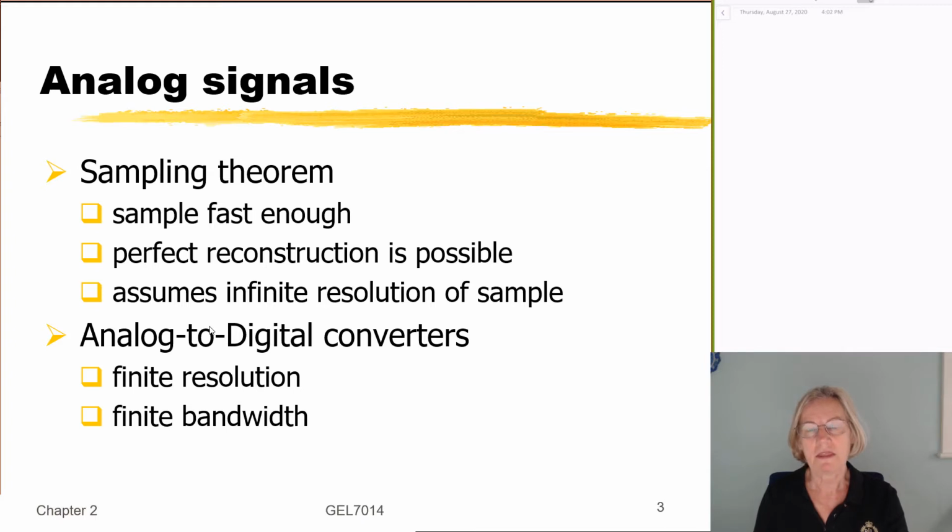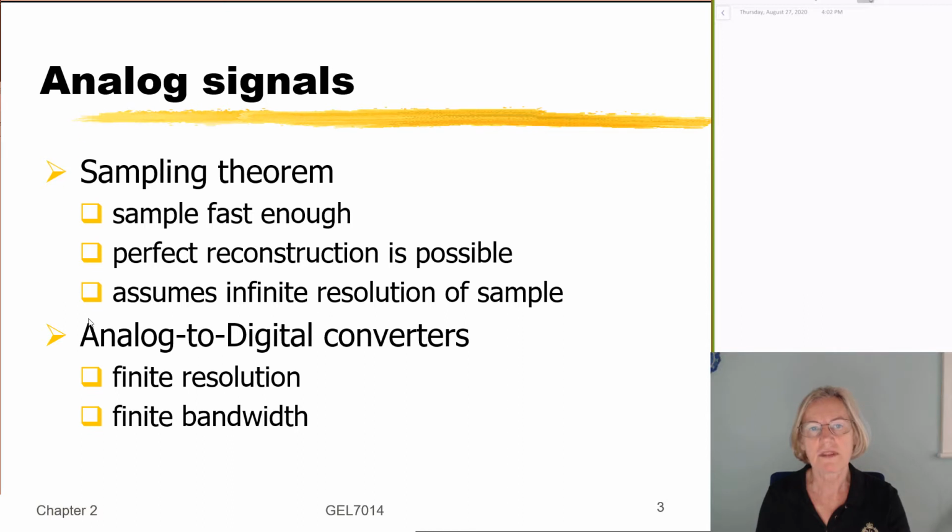So one concept might be that we have a digital communication system, but the signal that we have to transmit is actually an analog signal. So we know the sampling theorem tells us that if we sample our analog signal fast enough, perfect reconstruction is possible. Of course, this assumes infinite resolution of the stored sample. And in reality, this may not be the case, that we have to do some sort of analog to digital conversion, and this may have finite resolution, a finite number of bits to represent the analog signal, and it could also be a device, a component which has finite bandwidth. So how quickly we want to sample might be an issue.